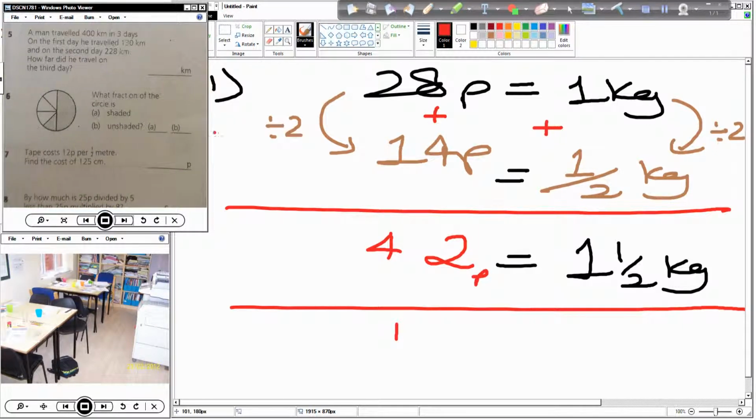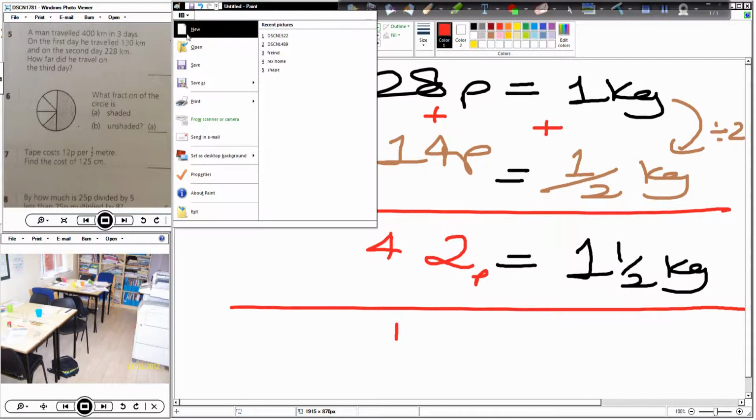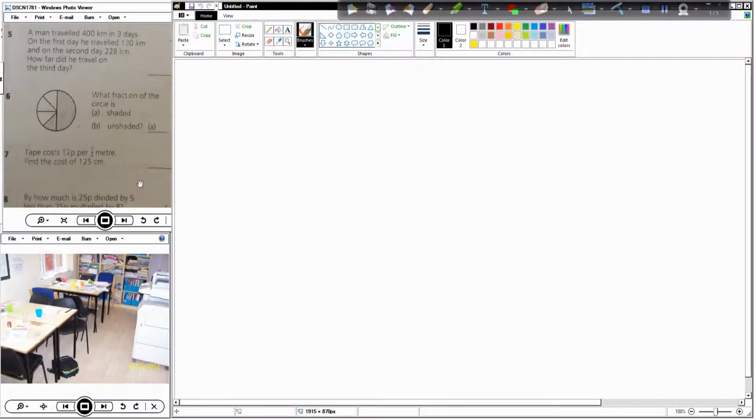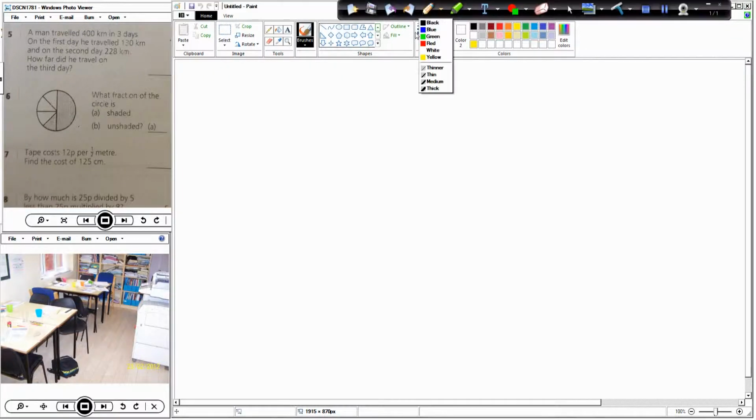Okay, let's have a look at question number 6 now. It asks what fraction of the circle is shaded? Now, they've got hidden lines on there. Let's put them in. So you need to extend this line. We have to click on it again. Extend the line.